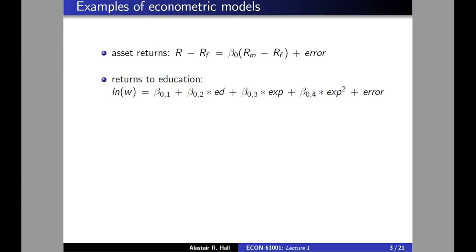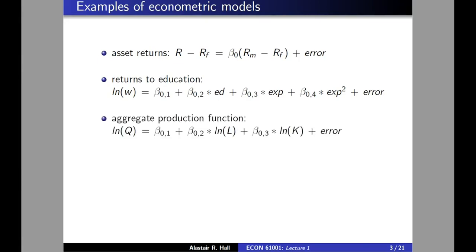Here I've just highlighted one, experience, EXP. Then we might consider estimating a model in which the log wage is explained in terms of education, experience, and we may also include experience squared to allow for the potentially diminishing returns of this variable on wage. Our focus here would be on beta naught 2, the semi-elasticity of wages with respect to education.